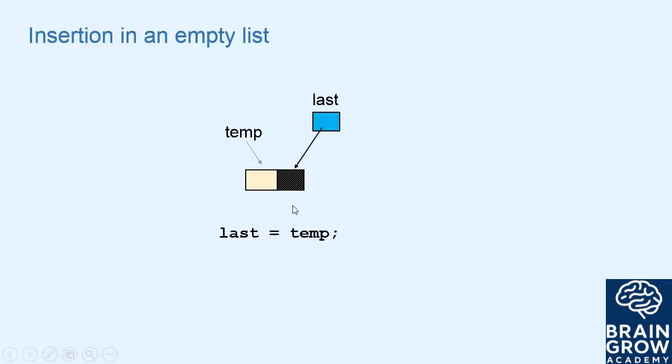Now last node should refer to the first node. And this is the only node of the list. So this is the last node as well as the first node. So link of this node will refer to itself. So we write last link is equal to last. So this is how we can insert a new node in an empty list.